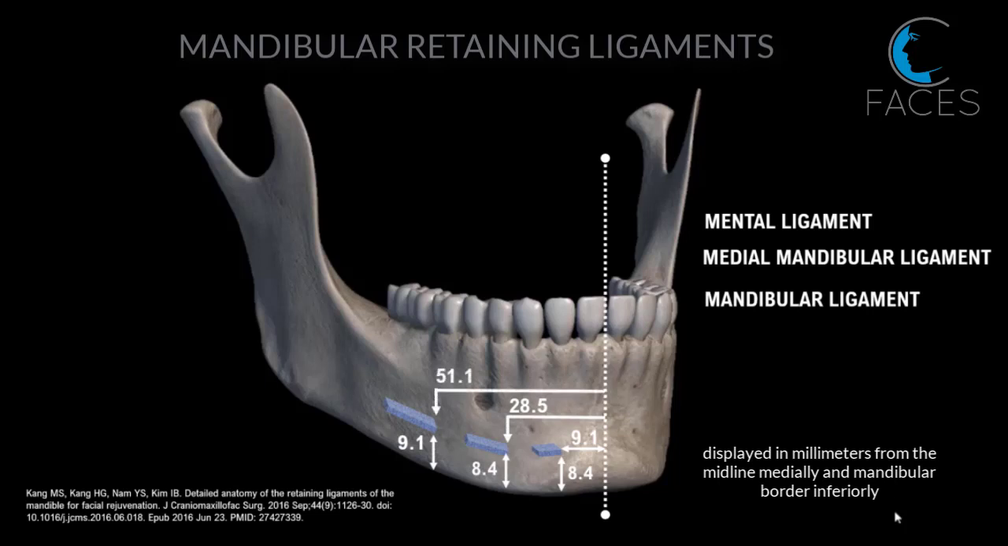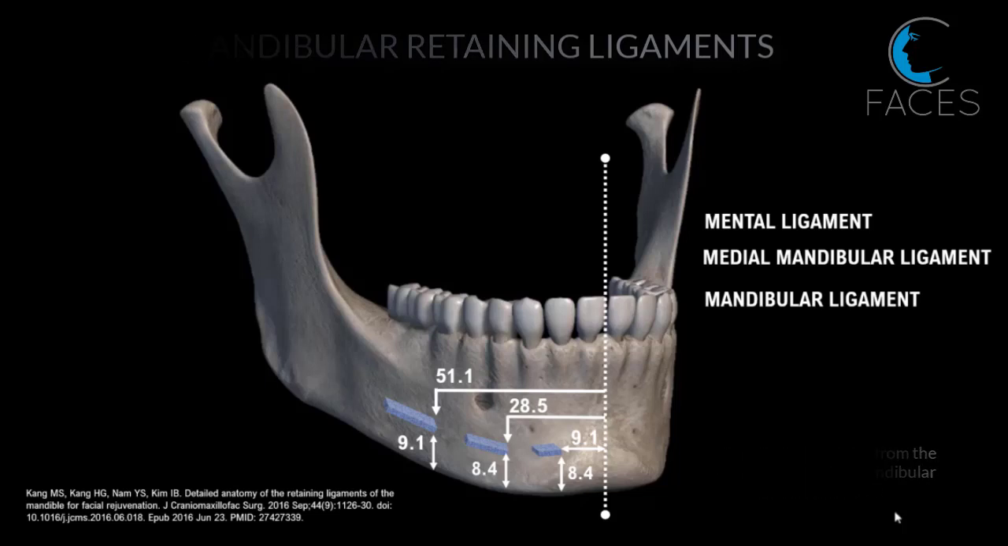The purpose of these ligaments is to act as anchor points, retaining and stabilizing the skin and superficial fascia to the underlying deep fascia and facial skeleton in defined anatomic locations.